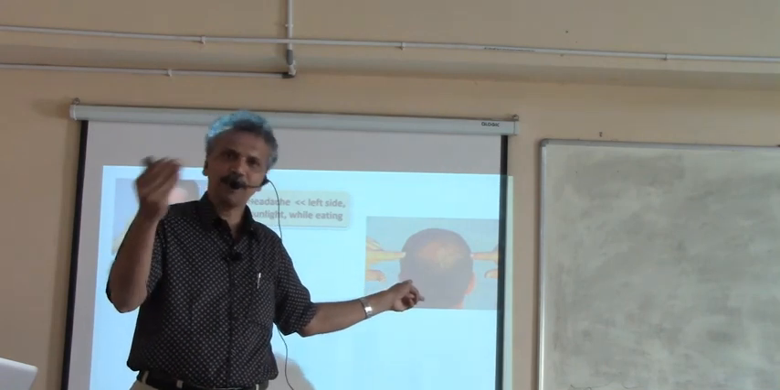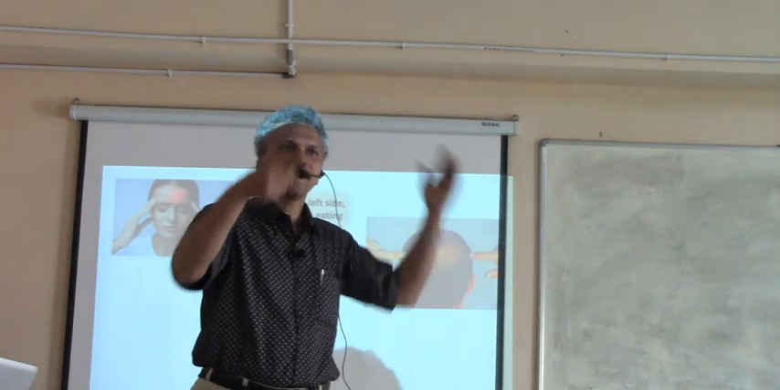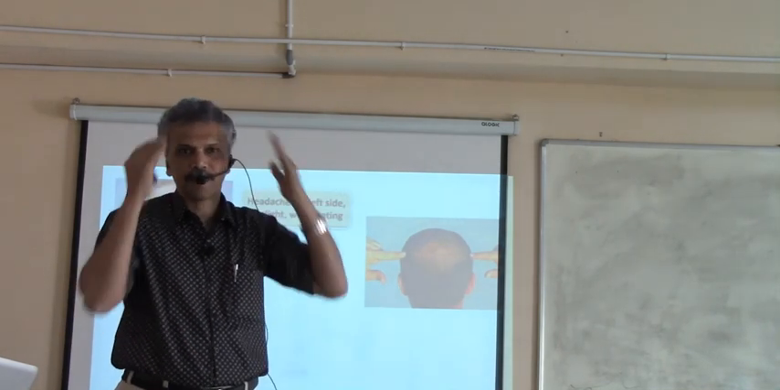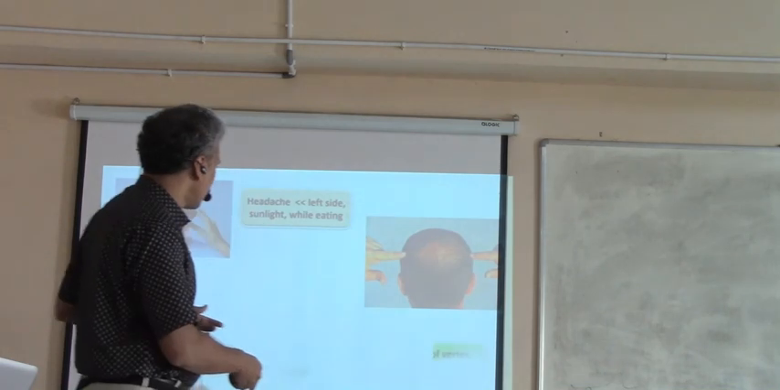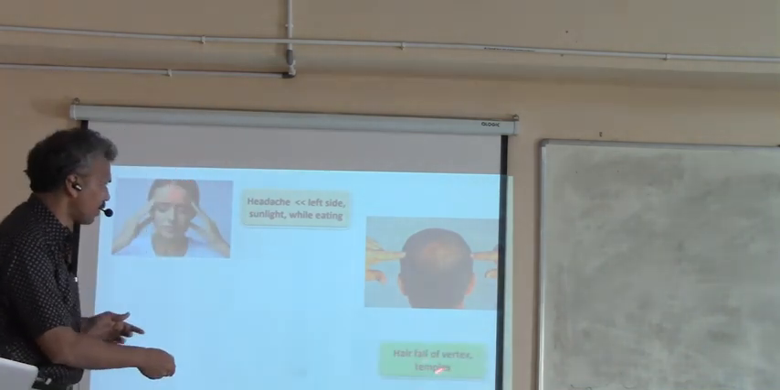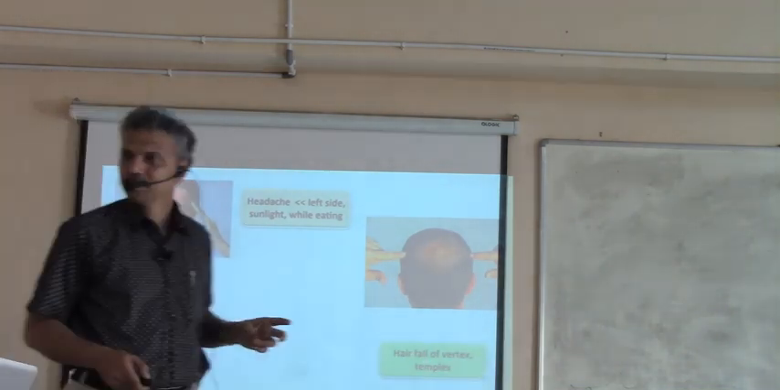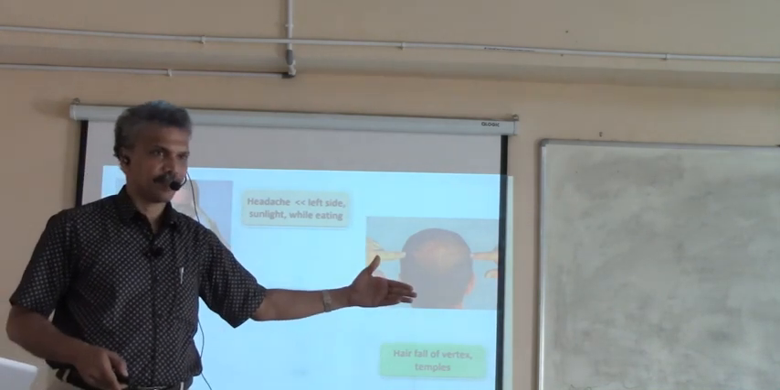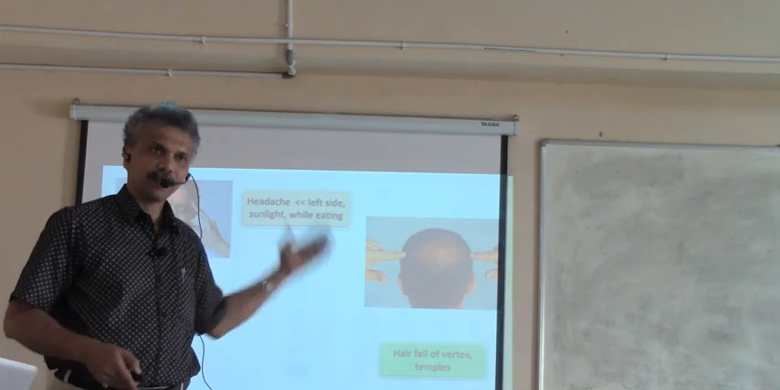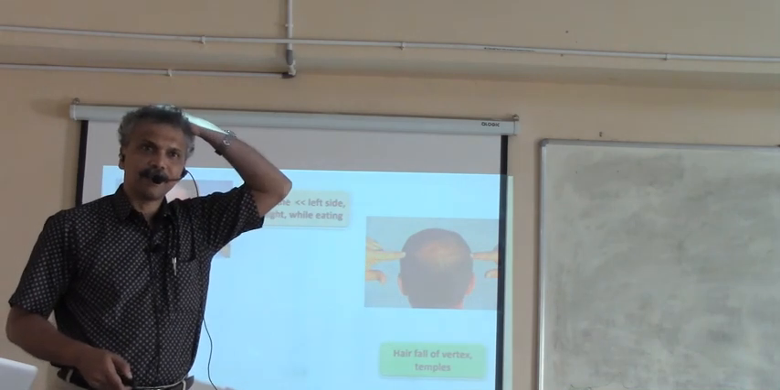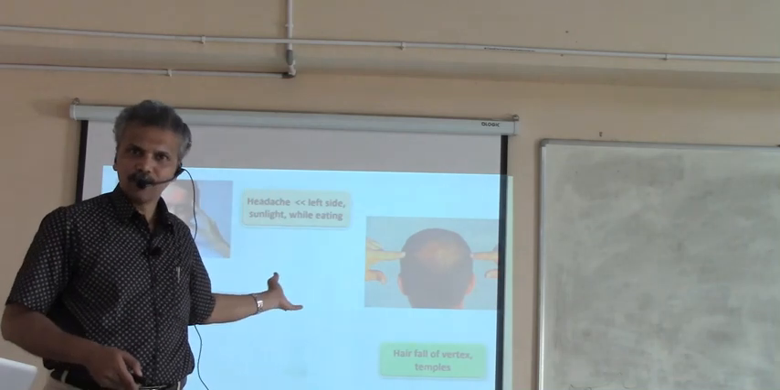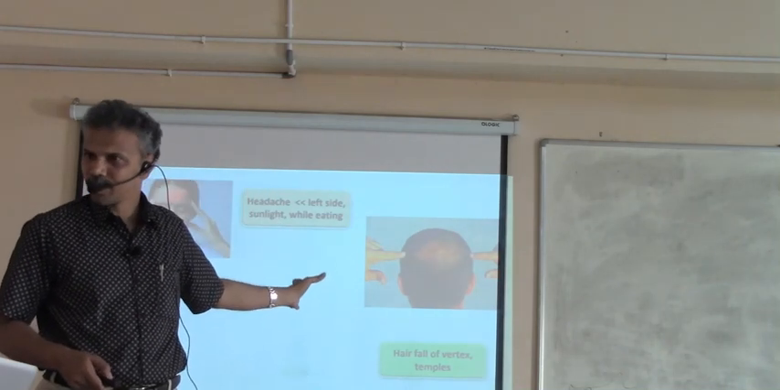I repeat, there are many more remedies. So one area is hair fall which happens in the vertex, and hair fall from the temples. So two areas where you see hair fall in graphites. This is very important. We have patients coming and they have a typical pattern, only in the vertex, only in the temples. So you need to give importance to this particular point.